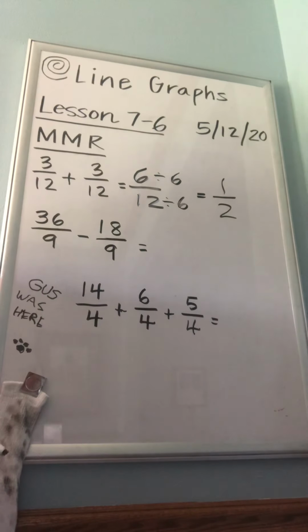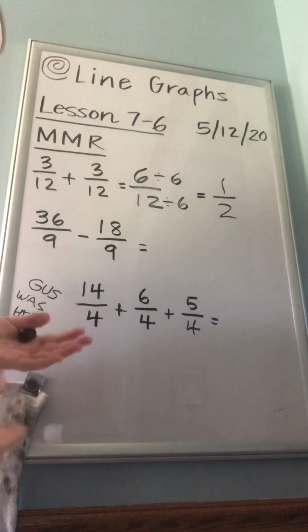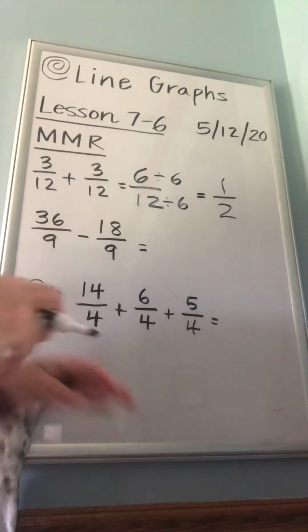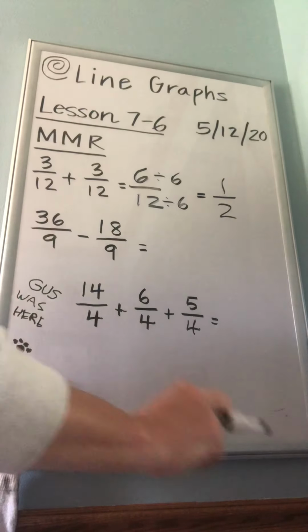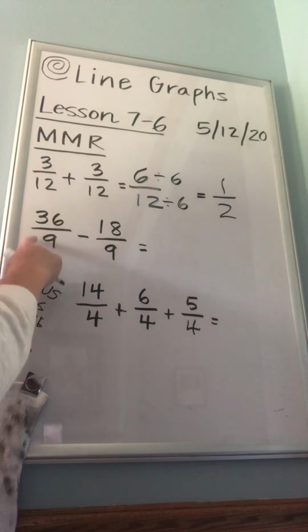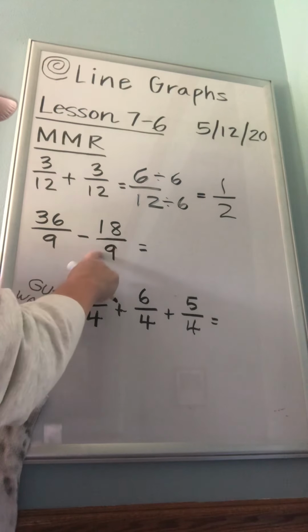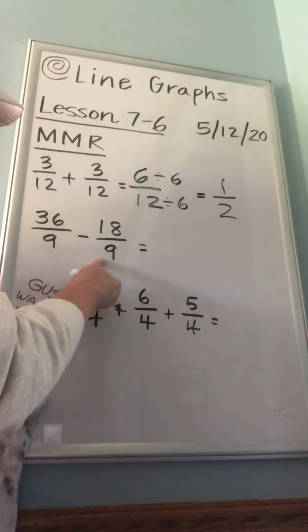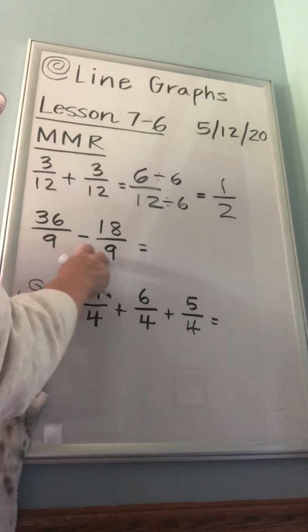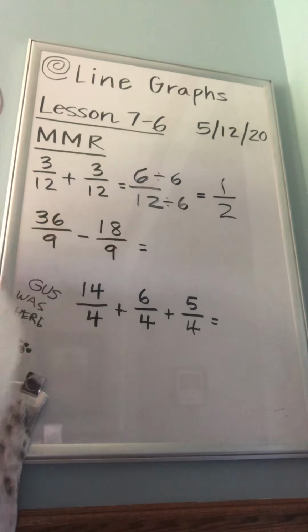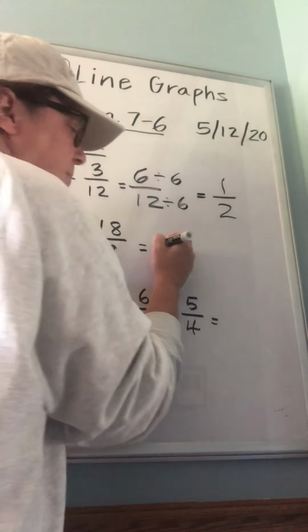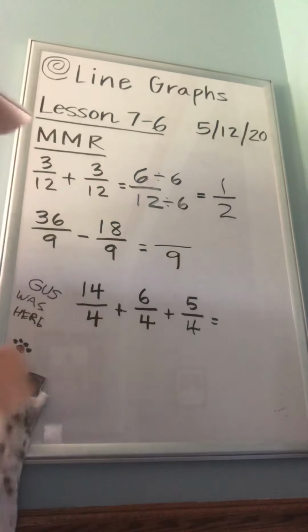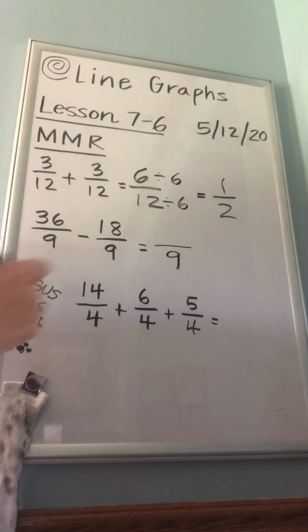The second problem that I have on the board are improper fractions, and that's okay until we get to the final answer, and then it's no longer okay unless it tells you to do that. So if I have 36/9 minus 18/9, you'll notice that the ninths and the ninths are the same, which means that we already have a common denominator. We just need to do the work up in the numerator. Since it's subtraction, we're going to take 36 minus 18.